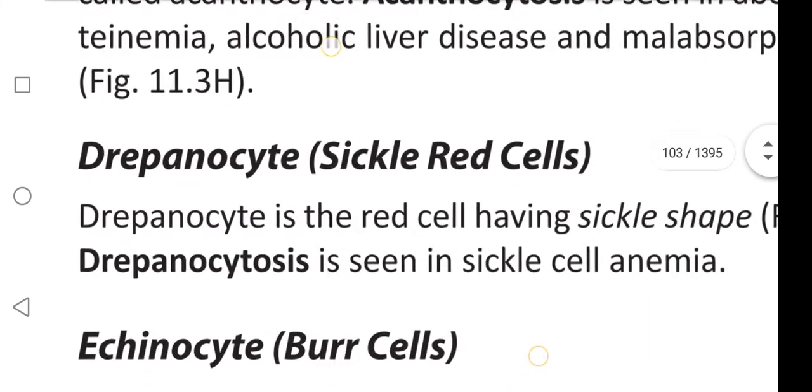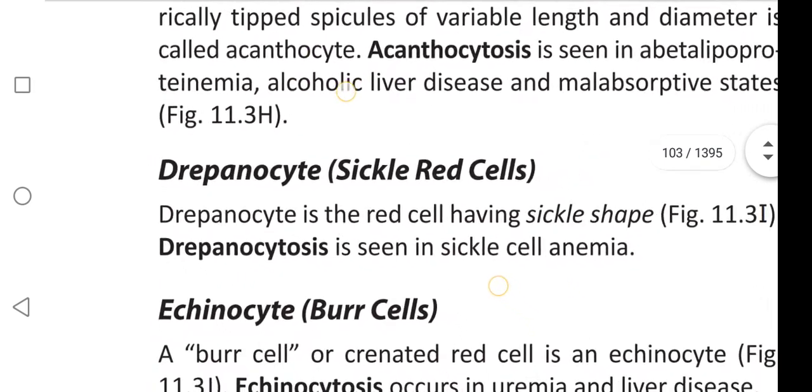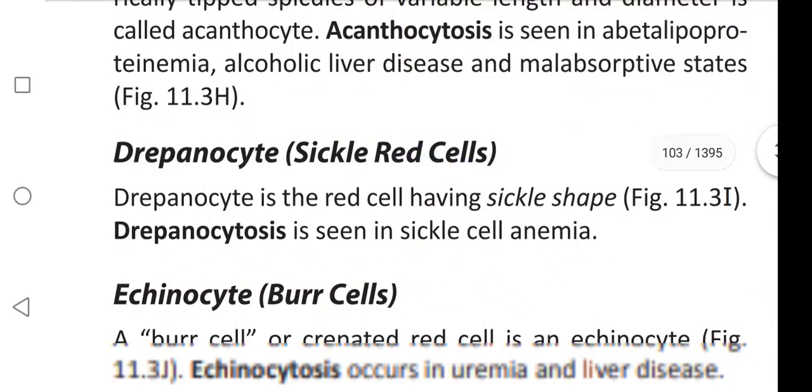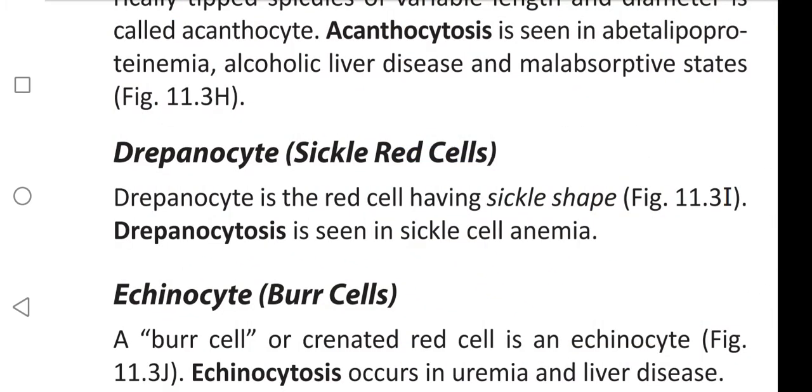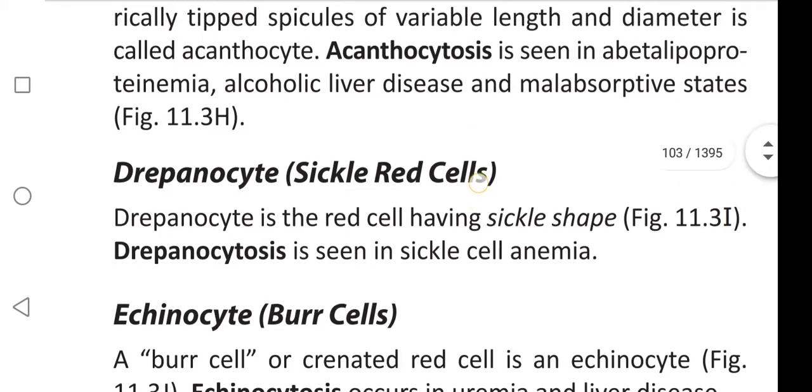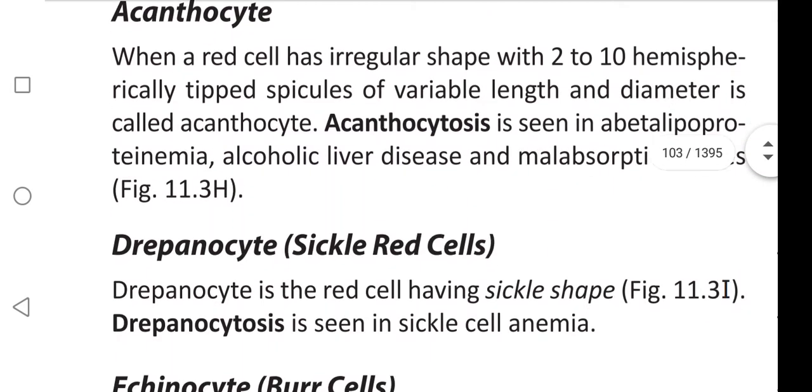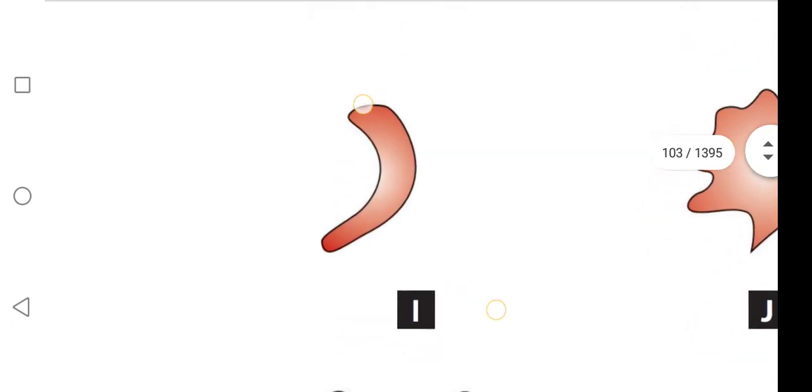Drepanocyte, sickle red cells. Drepanocyte is the red cell having sickle shape. Drepanocytosis is seen in sickle cell anemia. This one is the drepanocyte. It looks like a sickle cell. These cells are observed in sickle cell anemia.